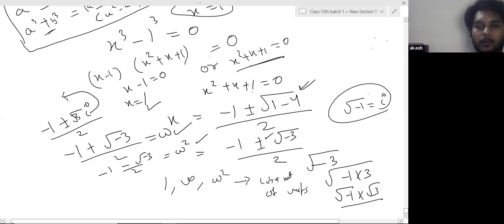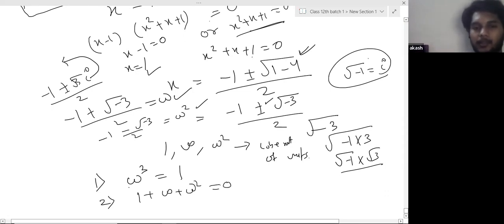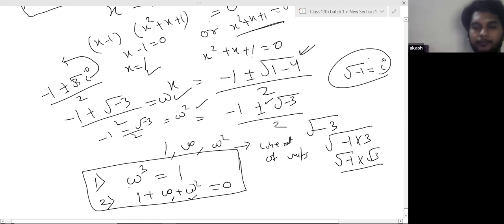Two things you need to know about them to solve the next question. One is omega cube will give 1, obviously, because omega is a cube root of unity. Second one is 1 plus omega plus omega square is 0. You can add and you will see this is true. All right, we will not waste more time on this. You can just put the values of omega, omega square and 1, and you will get 0. Yes, sir. Write these two very important things. So let's start the next question.